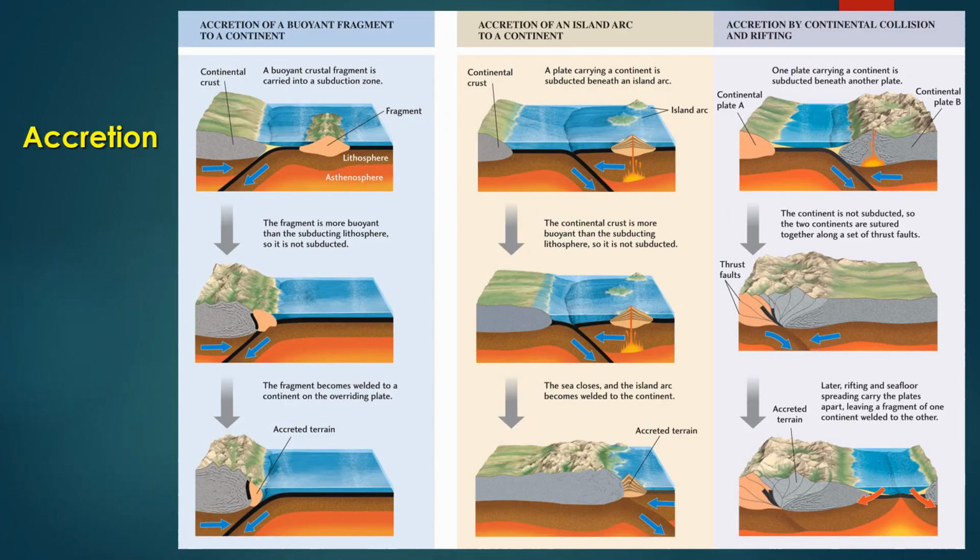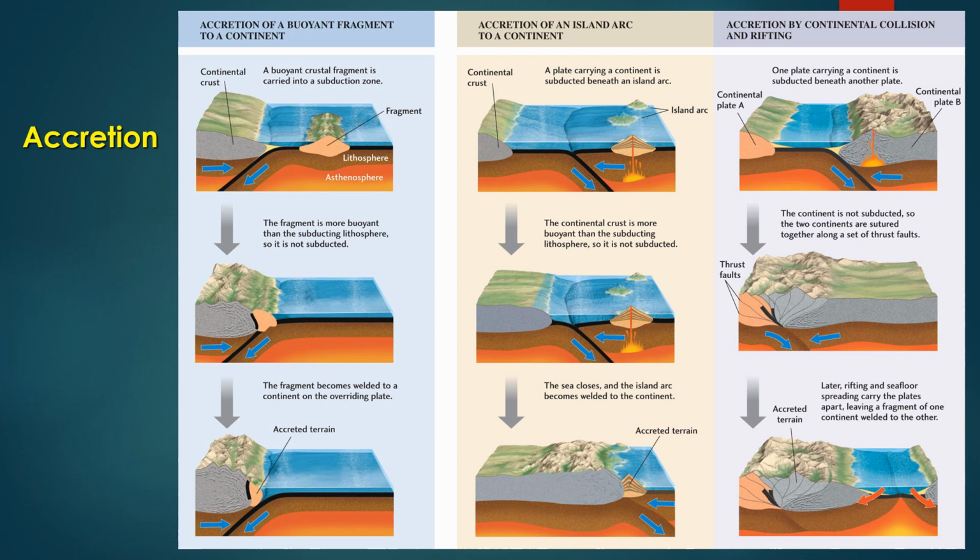The second mechanism is accretion. Accretion usually happens at convergent plate boundaries, at subduction zones. Fragmented buoyant crust and magmatic arc islands that are too buoyant to be subducted will be welded to the continental crust and contribute to the volume of the continental crust.